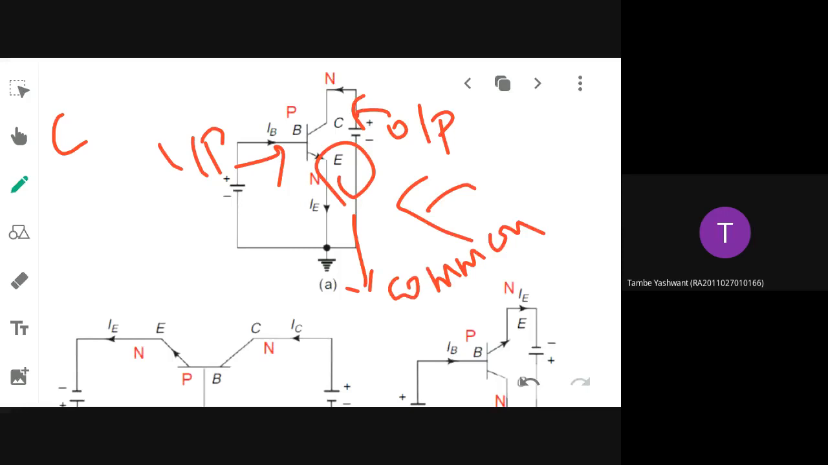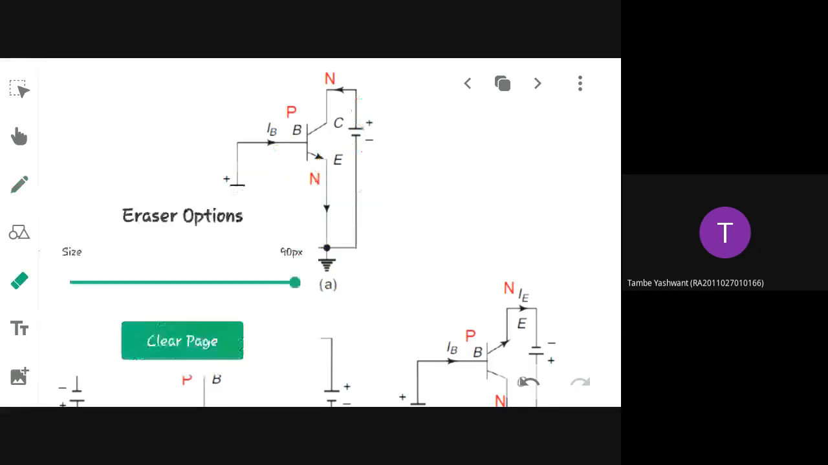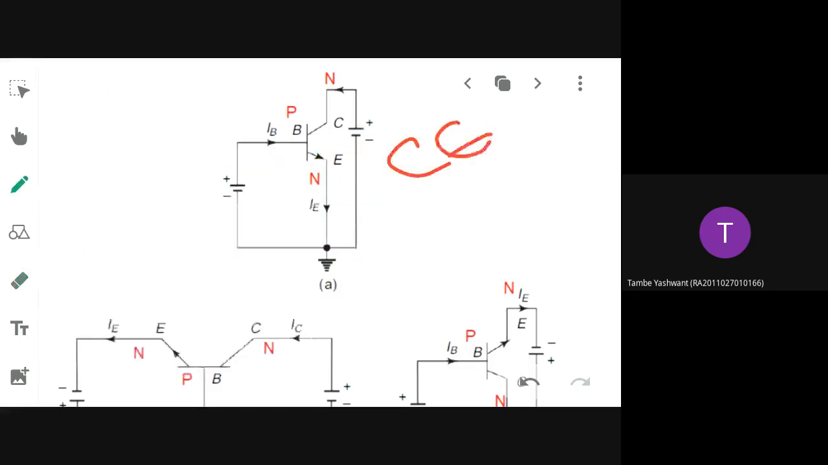CE, common emitter. The emitter is acting like a common terminal or grounded terminal. This is connected to ground, as you can see. So this is called the common emitter configuration or grounded emitter configuration. What are the input terminals again? Base is acting like the input terminal and collector is acting like the output terminal. So this configuration will be called CE, common emitter or grounded emitter.